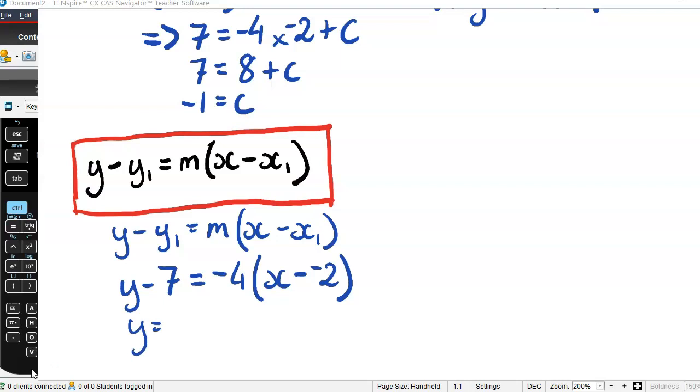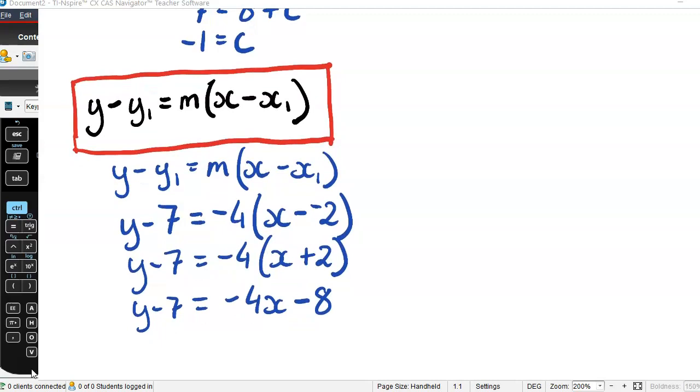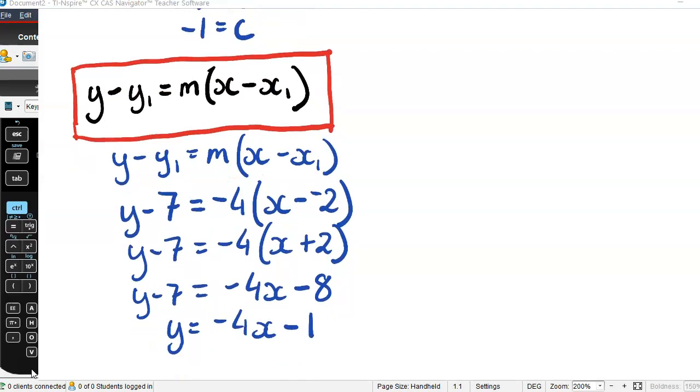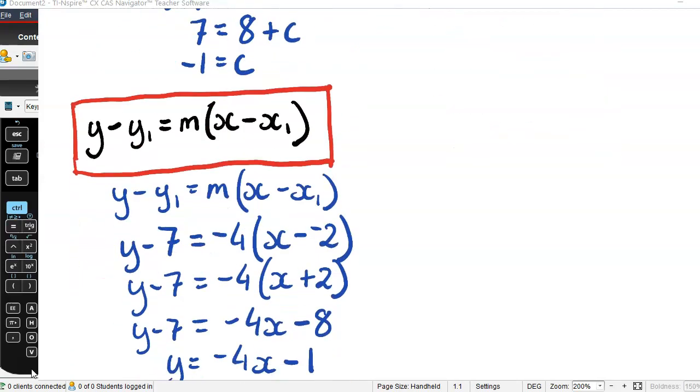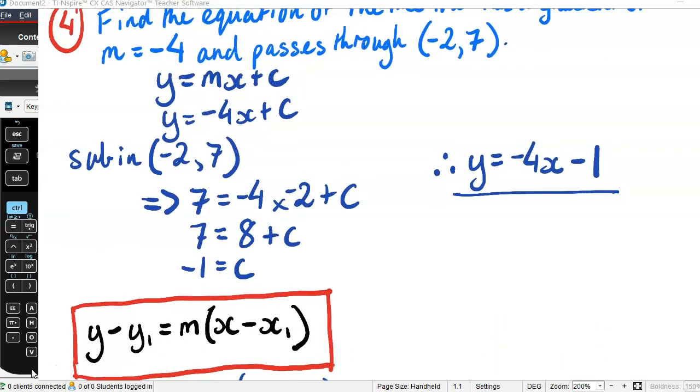So y minus 7 equals -4(x plus 2), isn't it? Alright, so y minus 7 equals, let's expand these brackets, -4x, -4 times by 2 is -8. So to get y on its own, to get it into a general form, we'll add 7 to both sides. So y equals -4x, -8 plus 7 is -1. You can see we've got the same equation. Therefore, y equals -4x minus 1. So this is not quite a shortcut, but it is a nice way of working it out with a little bit less transposing and things.